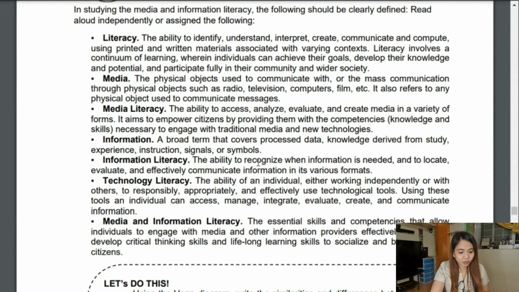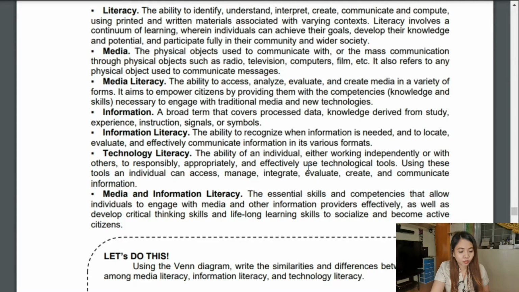For information literacy, the ability to recognize when information is needed and to locate, evaluate, because sometimes since we have a lot of information which is readily available, sometimes we do not know where to get that information. So if you're an information literate individual, you will know when to get that information.